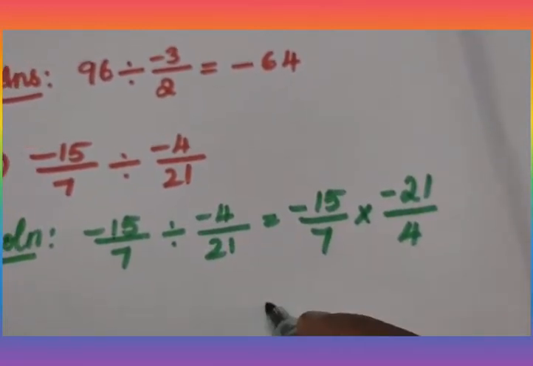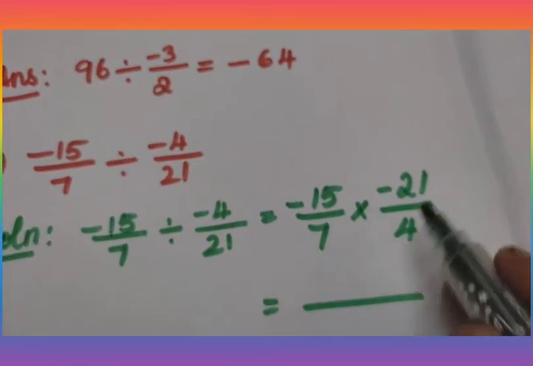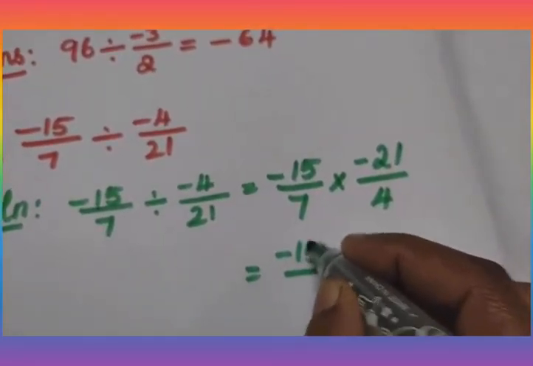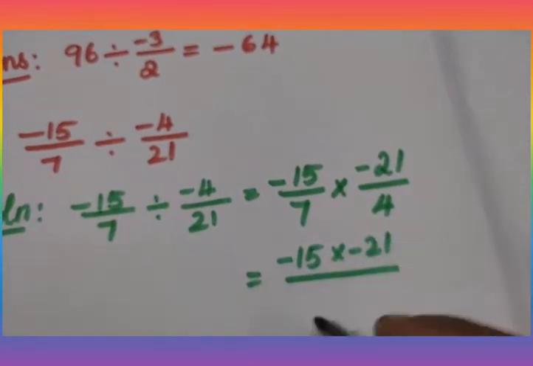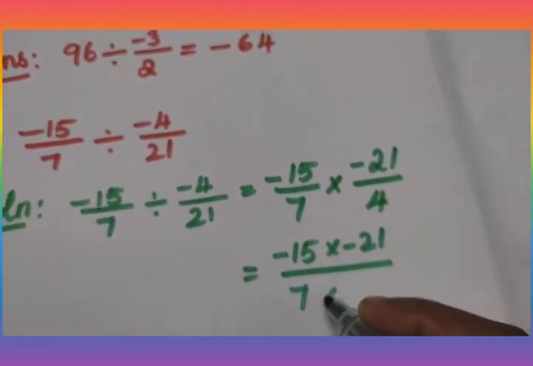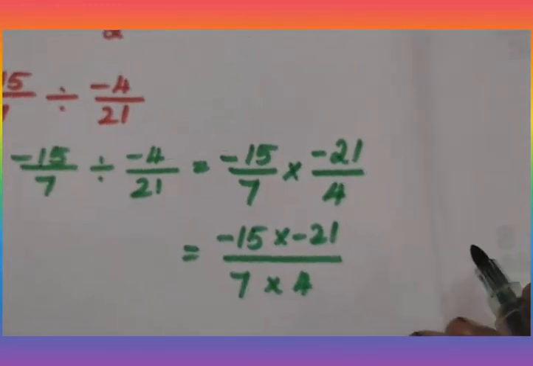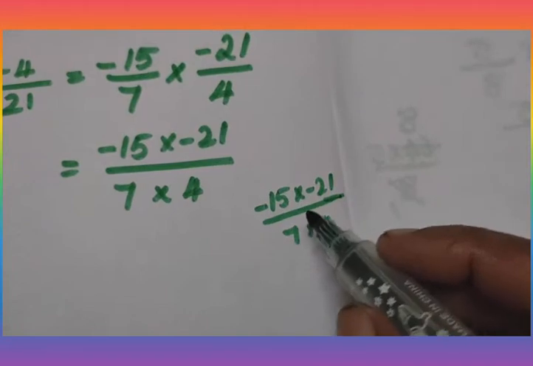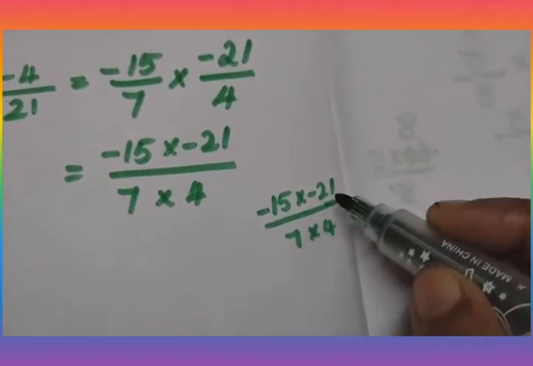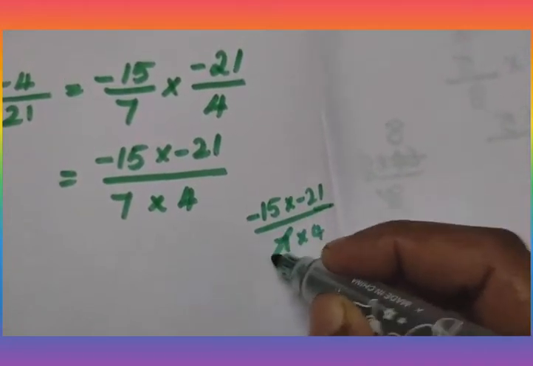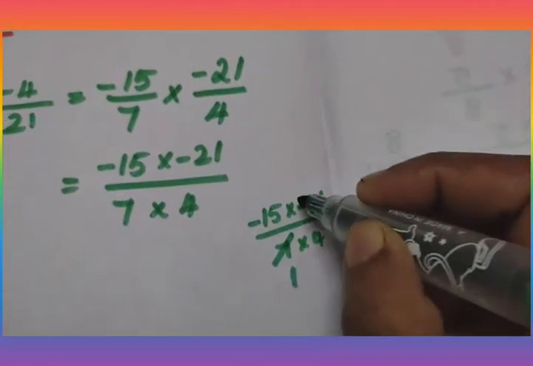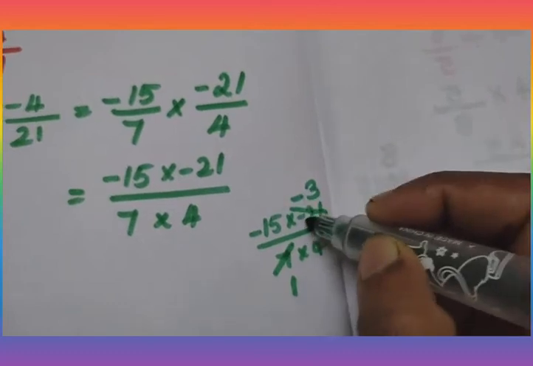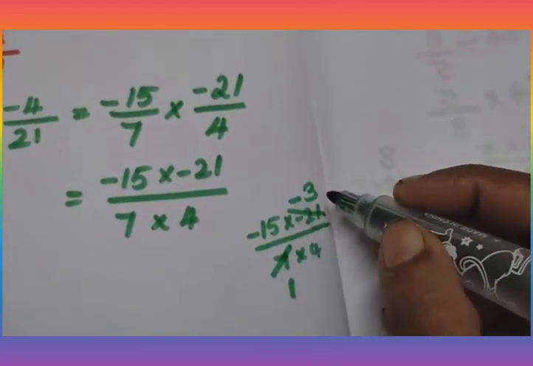Okay children, so multiply the numerator separately, denominator separately. So numerator minus 15 into minus 21. Here denominator 7 into 4. Here we can cancel the numbers. See, 7 and 21 are in the 7th table, isn't it? So we can cancel this. 1 7 is 7. Here 3 7s are 21. Okay, minus 21 divided by 7, minus 3.